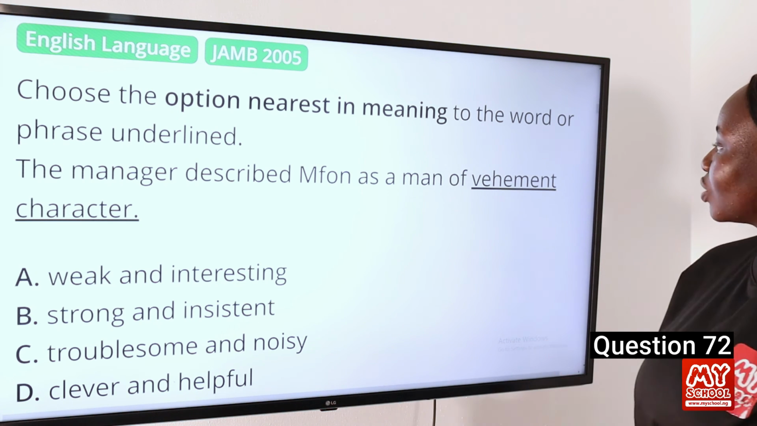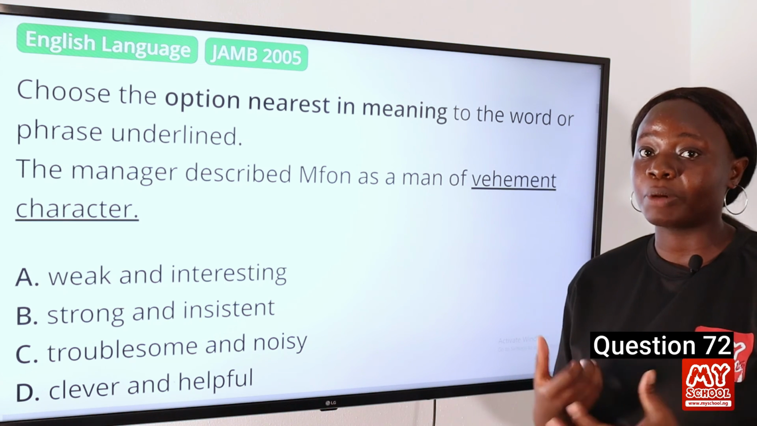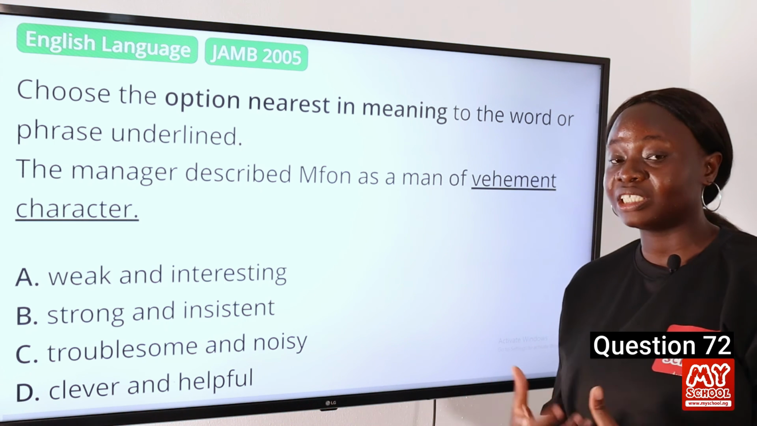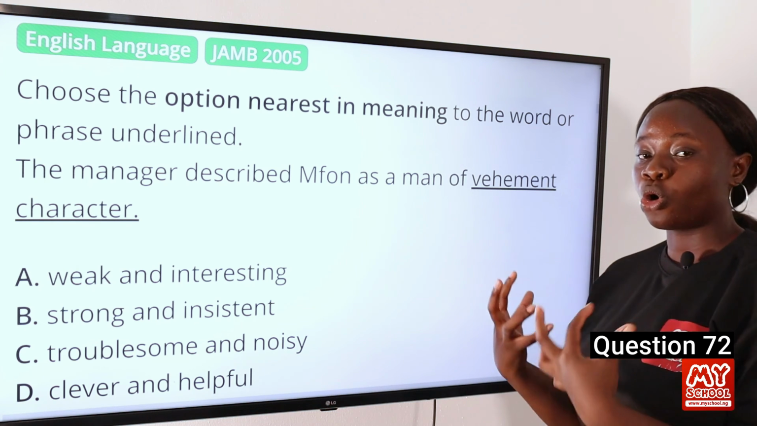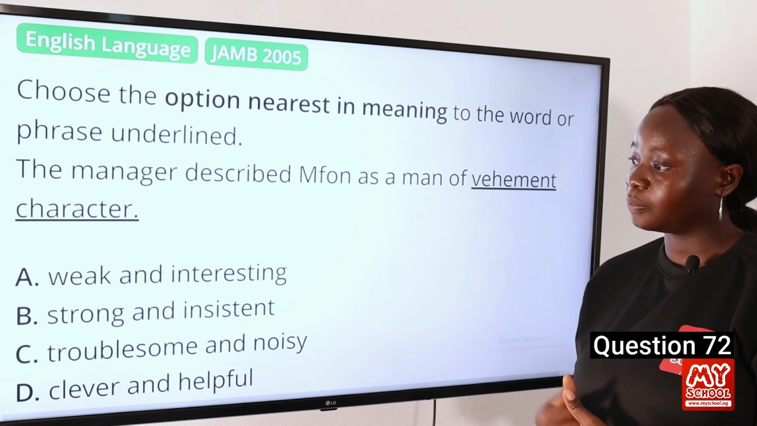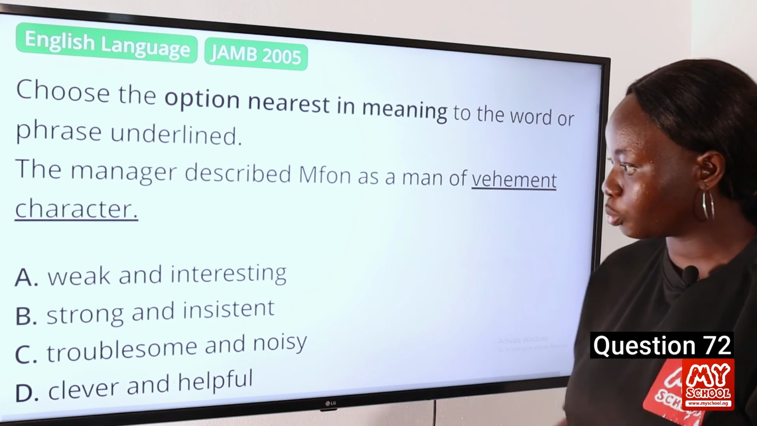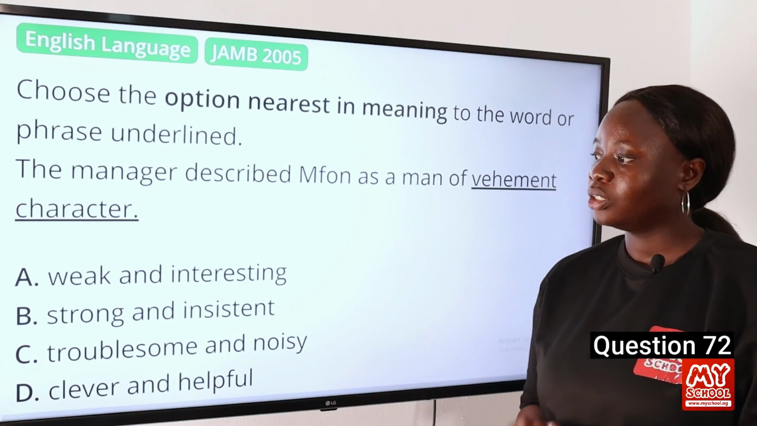So the word vehement actually means to have a strong feeling about something, to be passionate, to be intense. So this particular person has a strong, willful, passionate character. So the closest in meaning to that is option B, strong and insistent. So our answer to this question is option B.